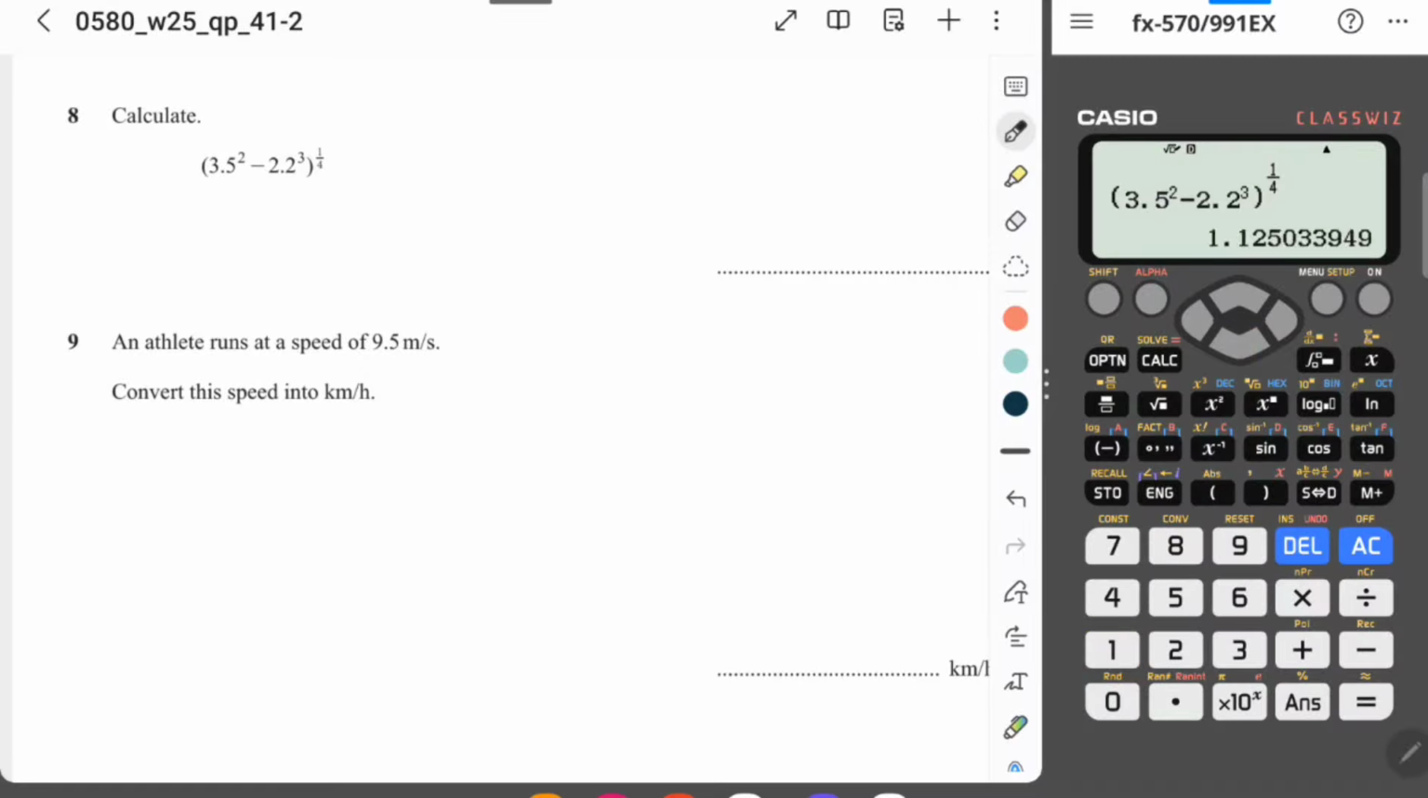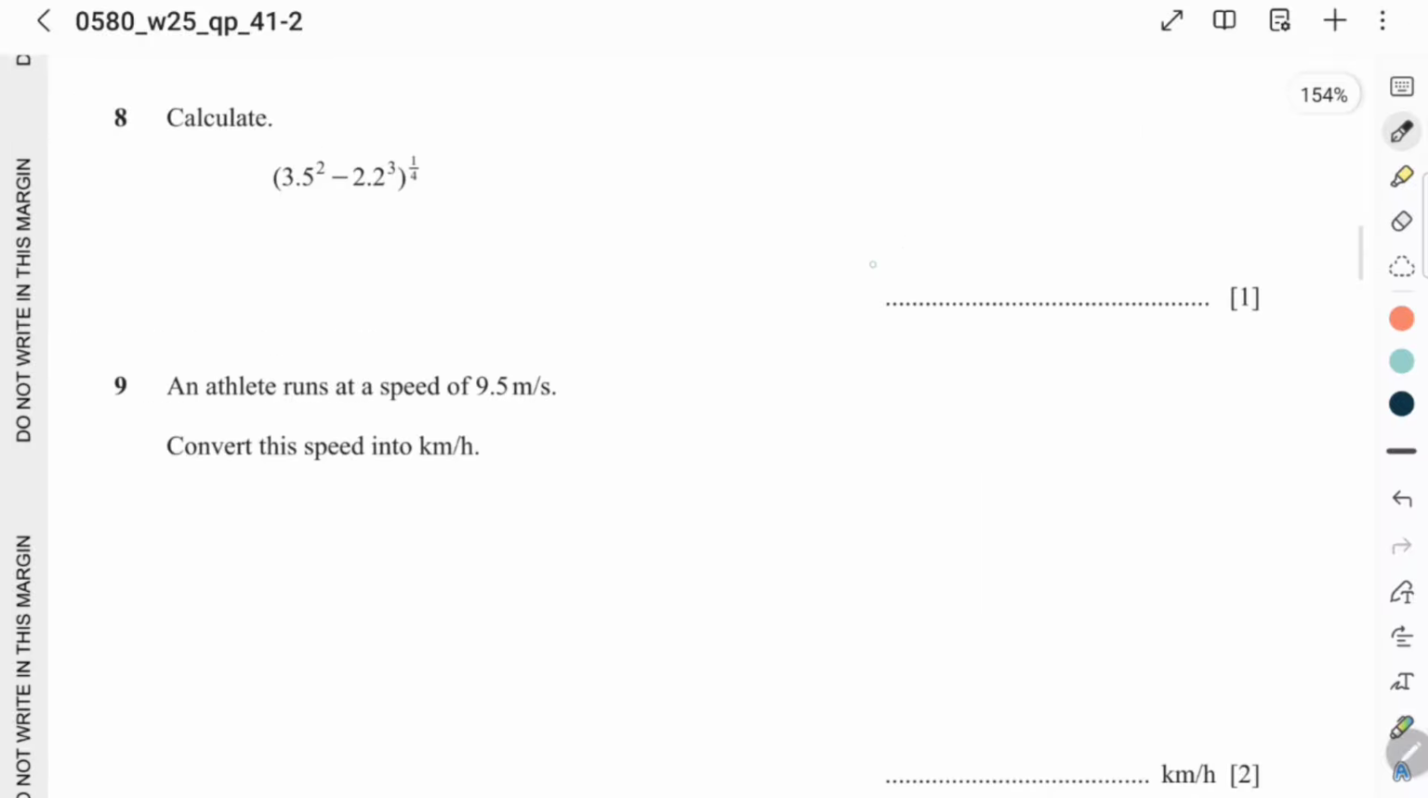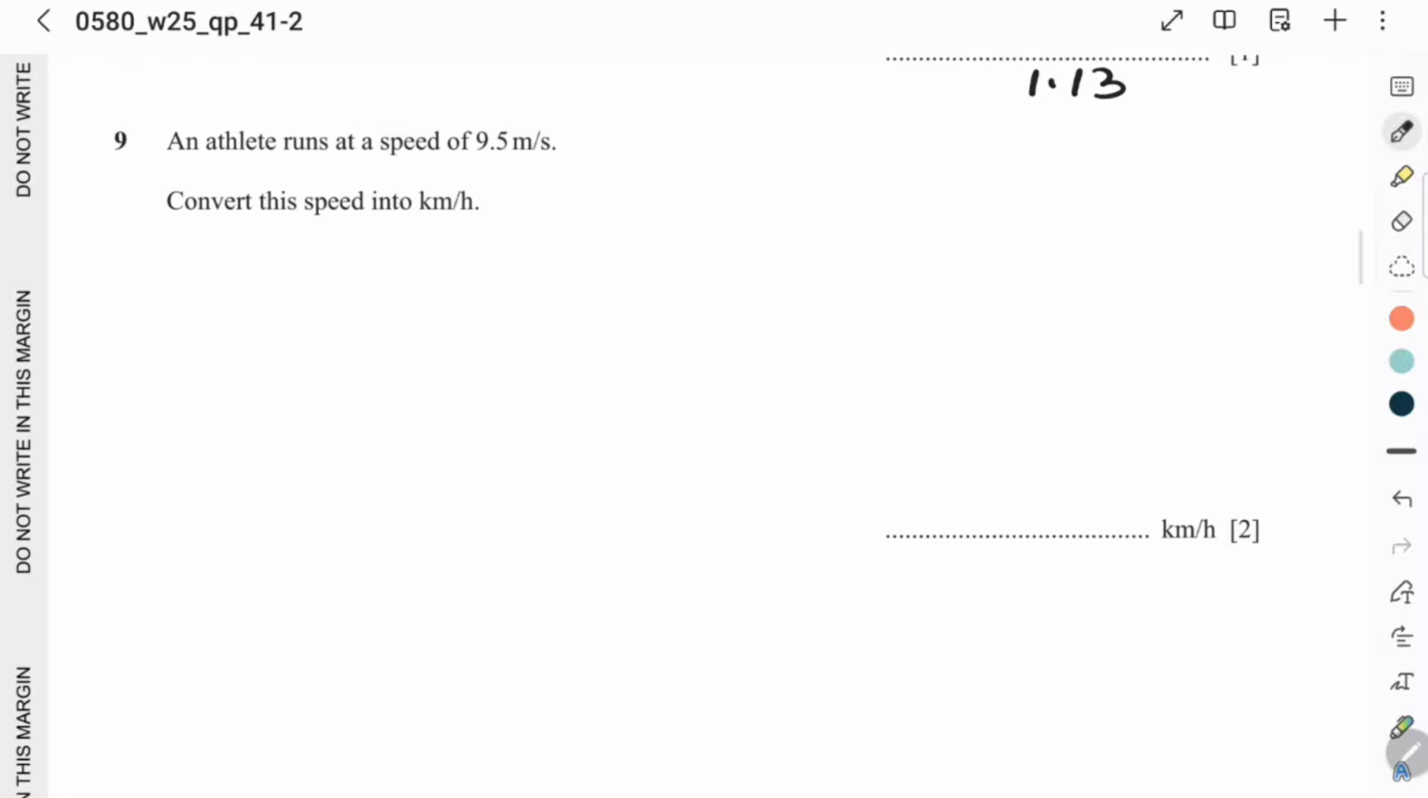So that is equal to 1.125. Write down 1.125 or 1.13 to 3 significant figures. Just write down one answer. I'm writing down the answers which are given in the marking scheme. So either you write down 1.13 or 1.125. Just write one answer. Question number 9.